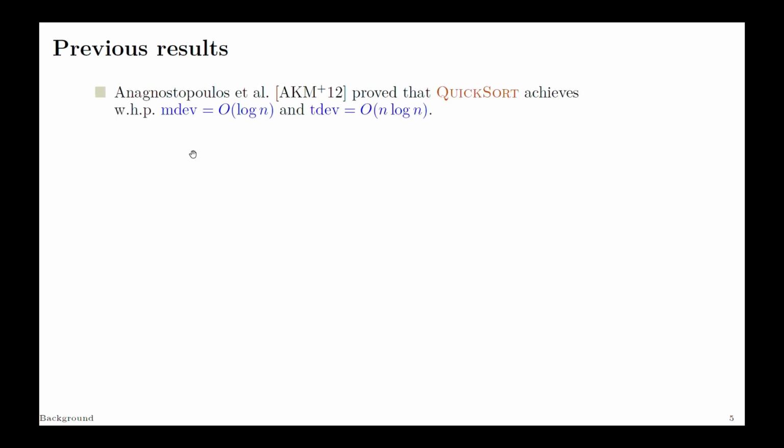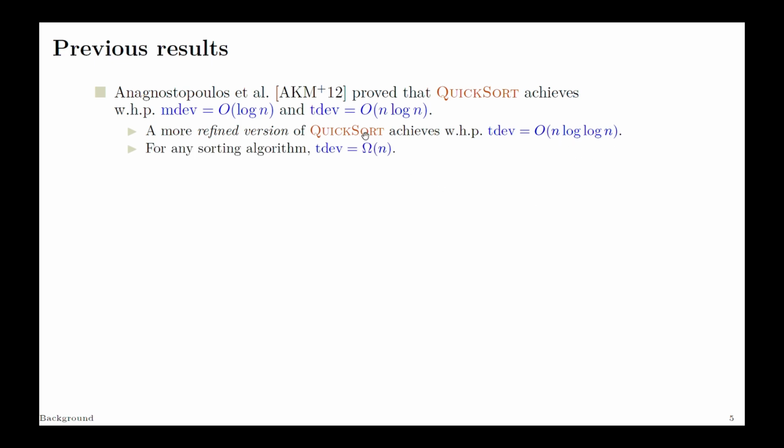Now let us return to sorting, and I'll give a brief overview of previous work. Anagnostopoulos et al. proved that a repeated version of quicksort achieves a maximum deviation of log n and a total deviation of n log n. And a more refined version of quicksort, which interleaves the execution of various instances of quicksort on small portions of the array, achieves a total deviation of n log log n.